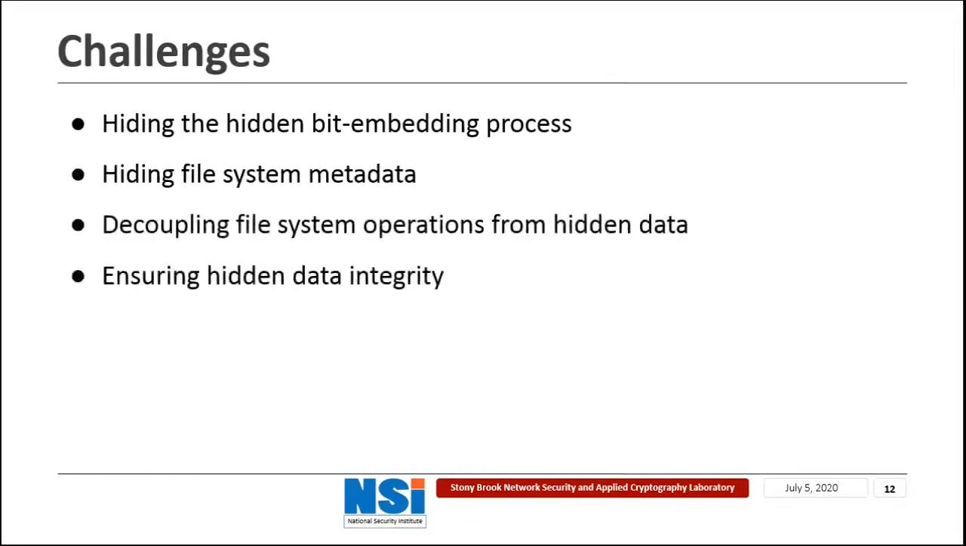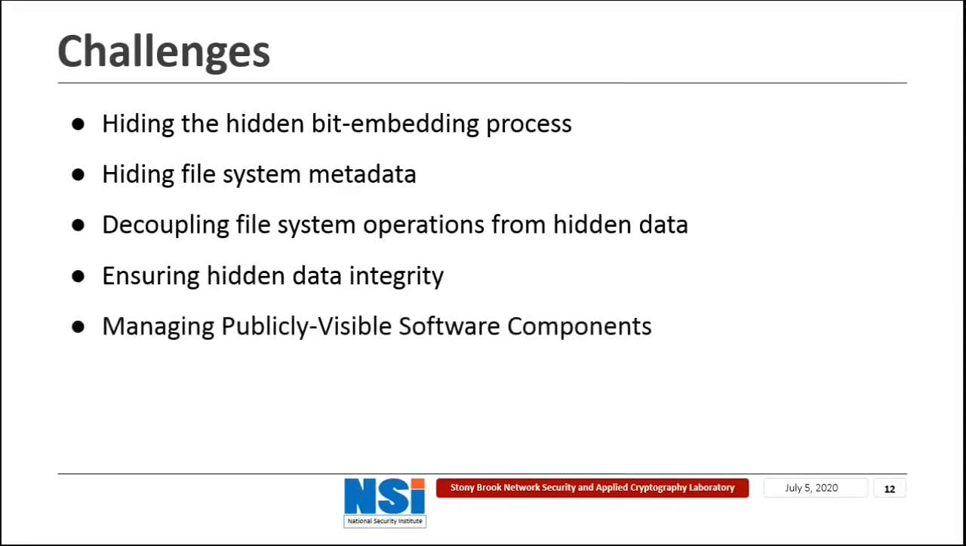First of all, we need to hide the hidden bits embedding process described above. Secondly, we need to hide the file system metadata that is required for the hidden data. Thirdly, we need to decouple the file system operations from the hidden data so that the existence of hidden data doesn't change the original file system operation behavior. And we need to ensure the hidden data integrity as well. And most importantly, we want it to have compatibility, which means it should have the same layout as another of the shell file system.